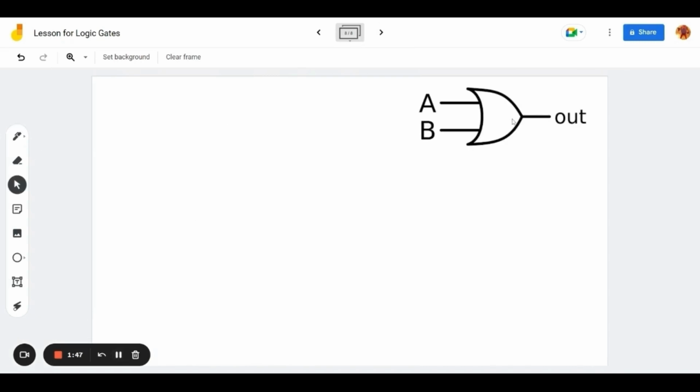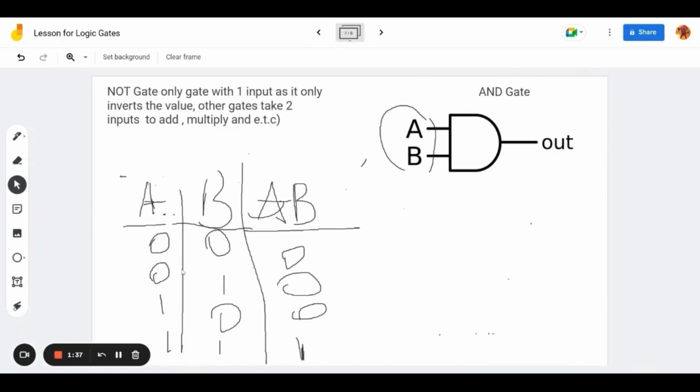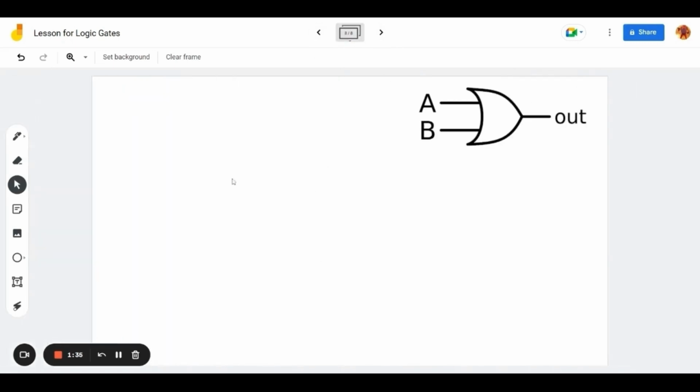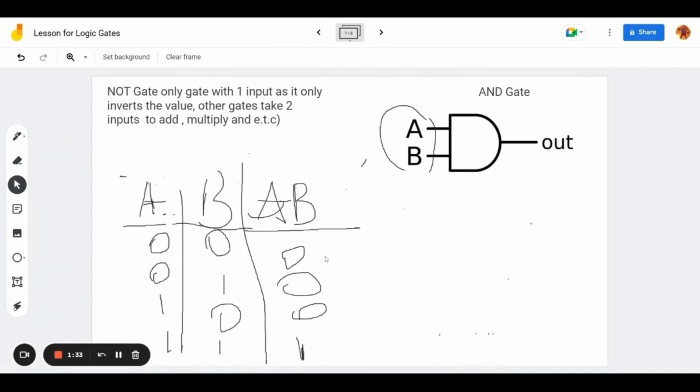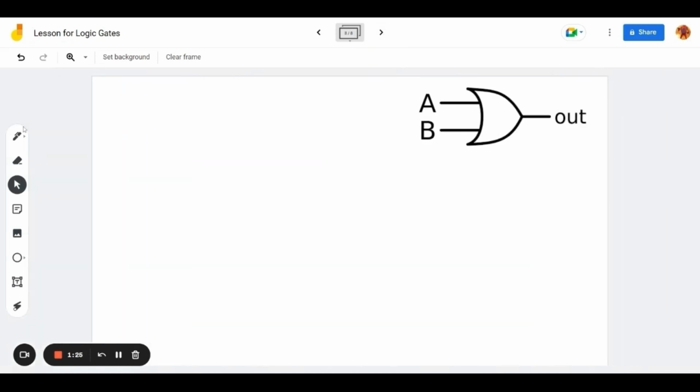Now keep in mind that all of the gates that we're going to be discussing for this lesson and for grade 10 will only have 2 inputs each. As you can see here, the truth table will be almost similar to the previous one, only the values will be different, as every single gate has its own function. So here we'll just write out the truth table again.